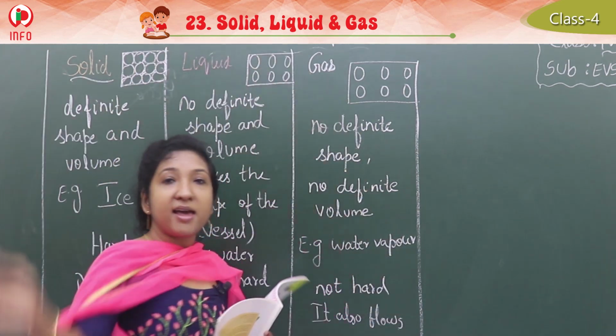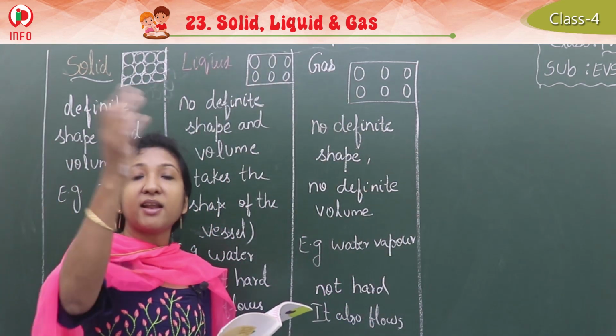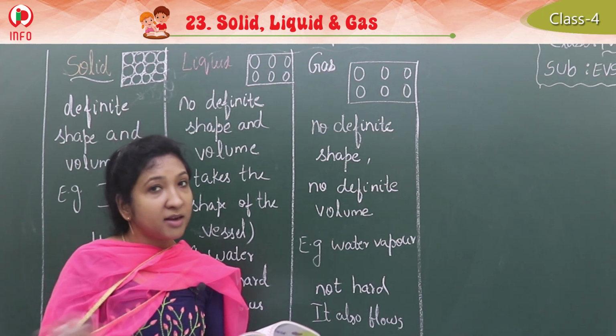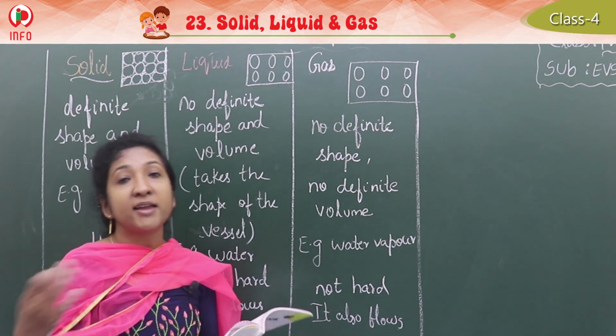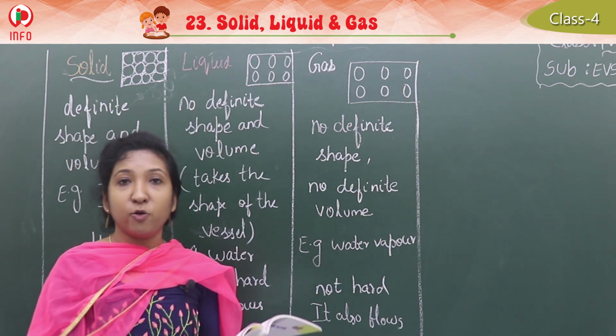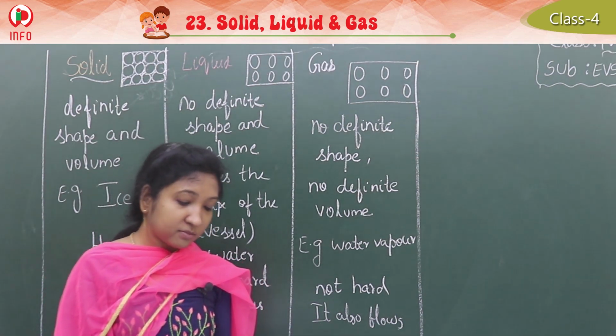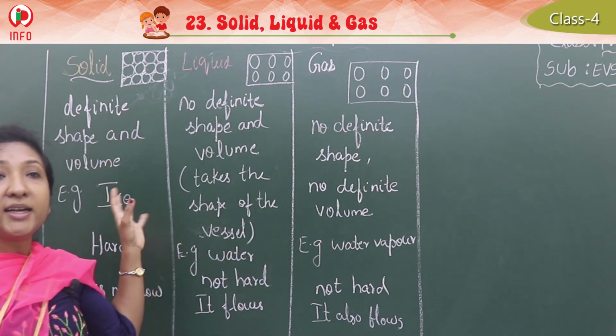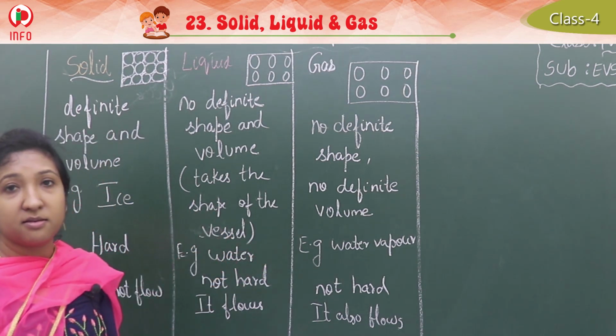It moves in the air, isn't it? It spreads around the air. So it flows. So solid does not flow, liquid flows, and even gas also flows. So yes, these are the differences between solids, liquids and gases.